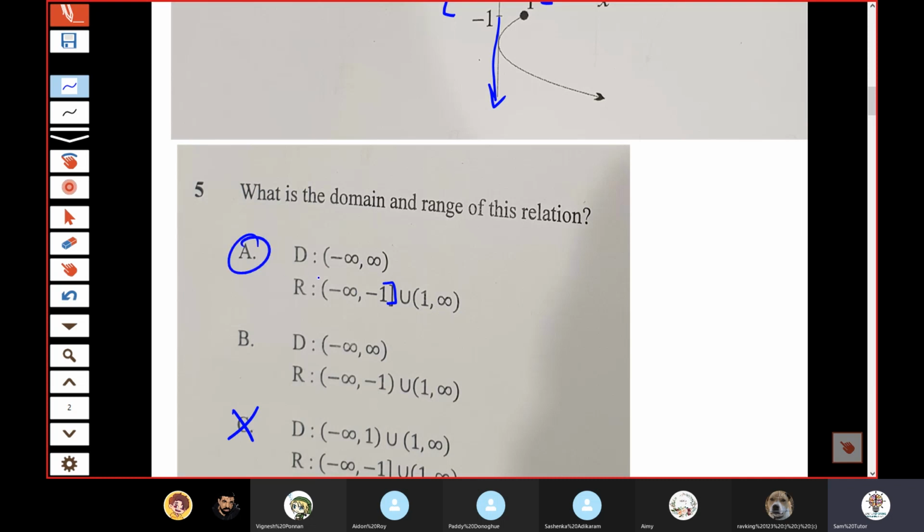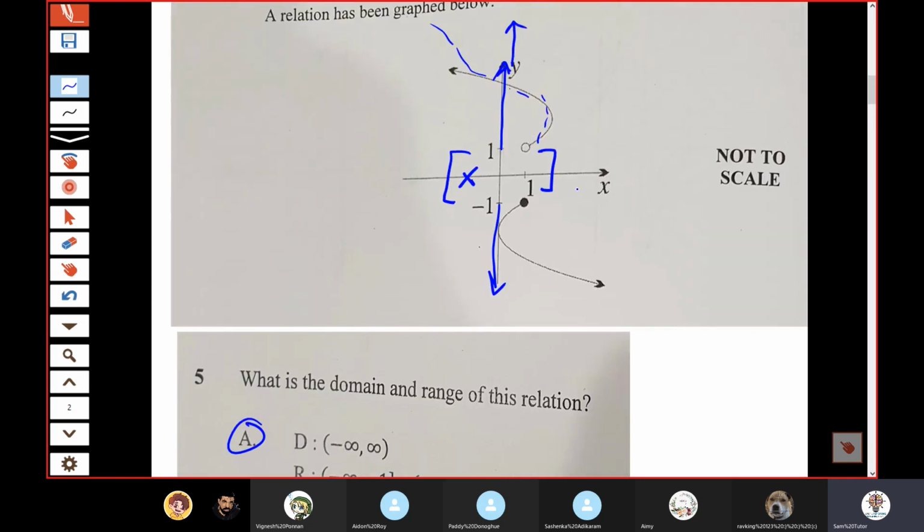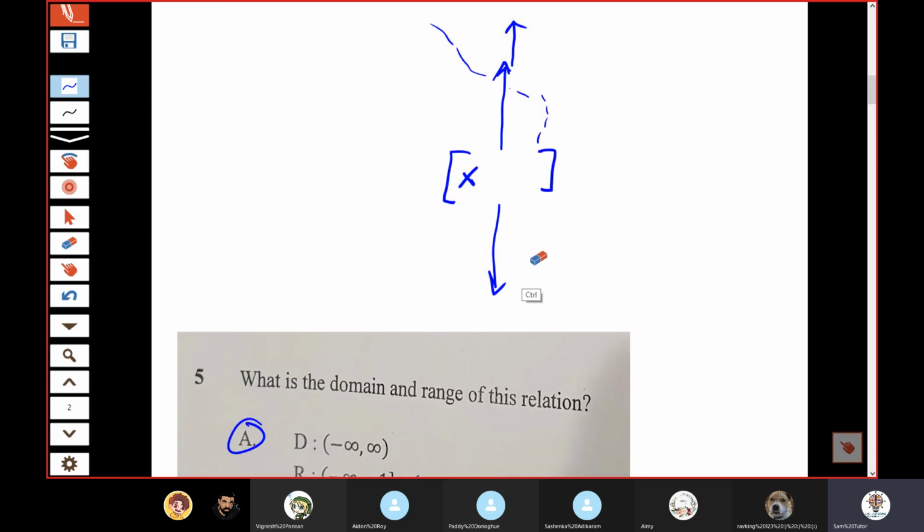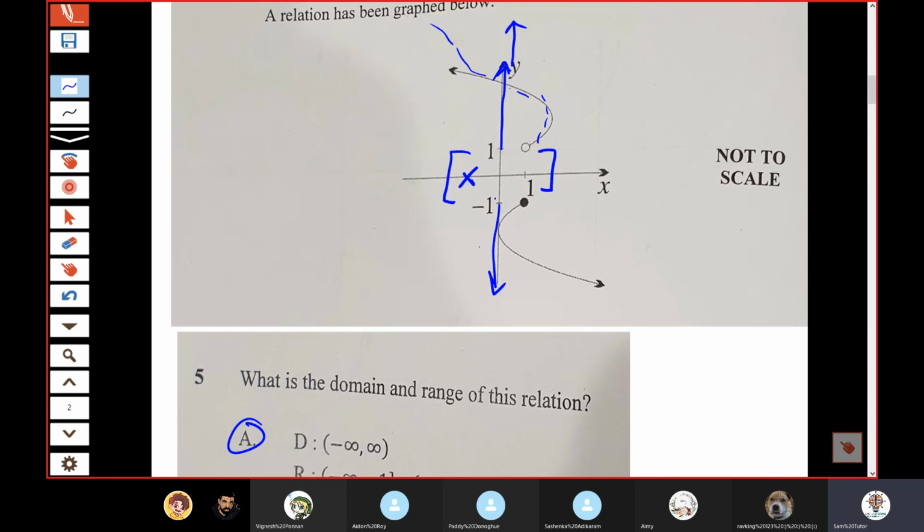The answer is A. So another way to see this is y is less than or equal to -1, or y is bigger than 1. Does that make sense? Anyone at home have any questions?